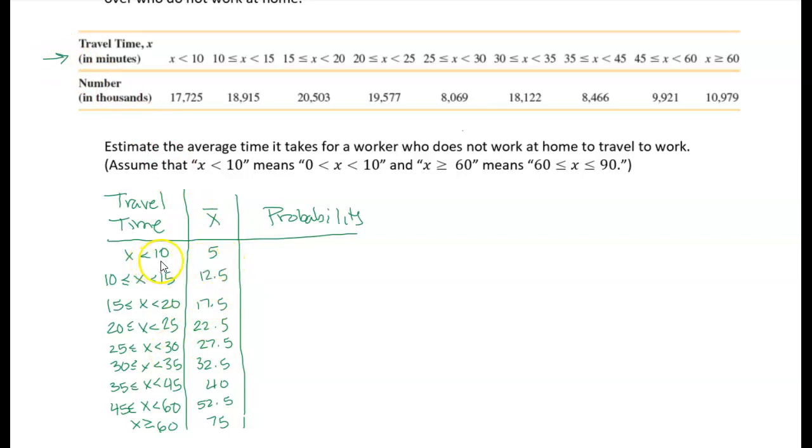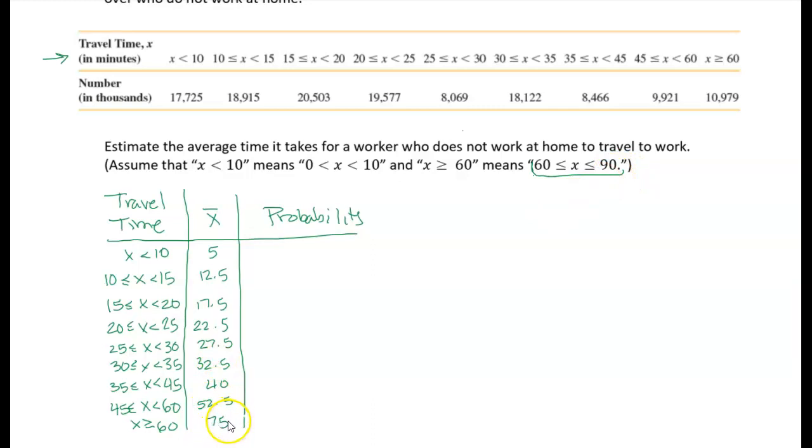In this first one, the endpoints are 0 and 10, so the average of those is 5. I'm just adding 0 plus 10 divided by 2. For the next time interval, 10 plus 15 divided by 2 gives you 12.5, and so on, all the way down. In this last one, I'm using what they say right here, which is to average between 60 and 90. So 60 plus 90 divided by 2 gives 75.